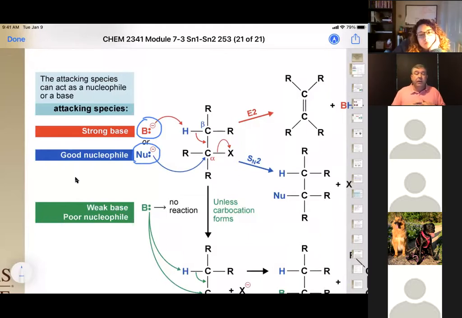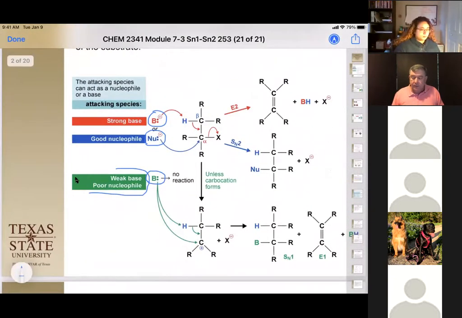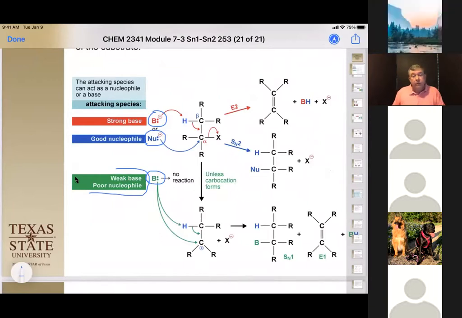Now, whenever we have a weak nucleophile, it's not going to react directly. It's going to wait until the carbocation is formed. So when we have a weak base or poor nucleophile, notice it doesn't have a charge. It's just something with a lone pair. It's not going to directly attack our species. It's going to wait around for the carbocation. And in that case, because it's a weak base, it's going to give you either the substitution product or the elimination product, and they're going to be in competition.